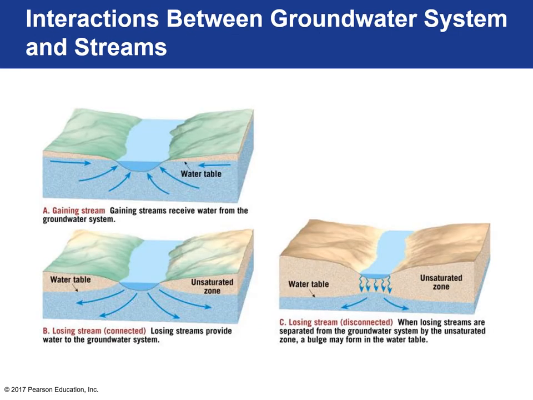Okay, here are the examples. This is a gaining stream. So groundwater actively discharges into this river. A losing stream is where the water table, see here, is below the river. So the river actually loses water to the groundwater system. And then this is a disconnected losing stream. So here, this must be a very dry area. This water is just percolating downwards to a very low water table.